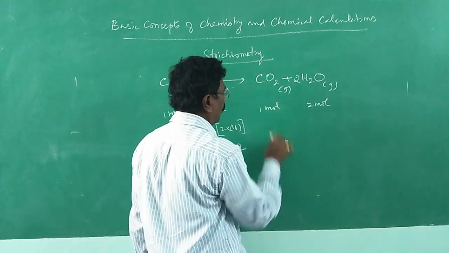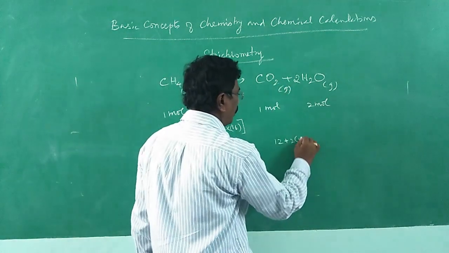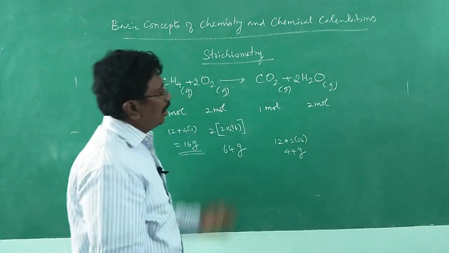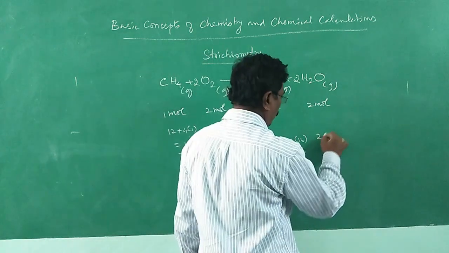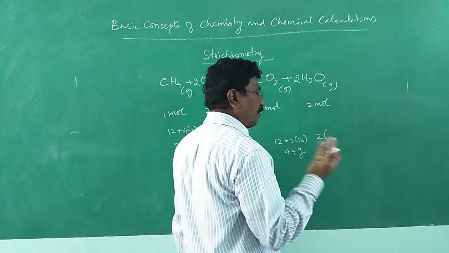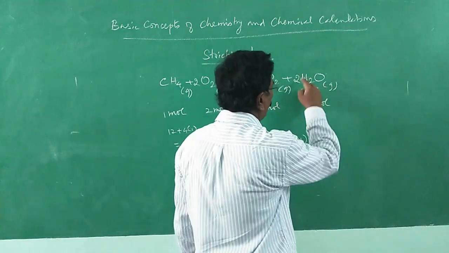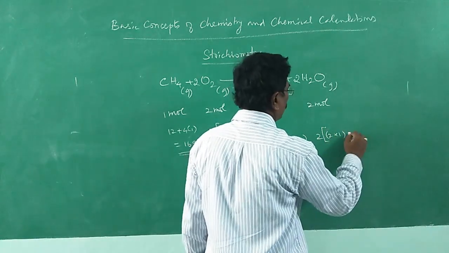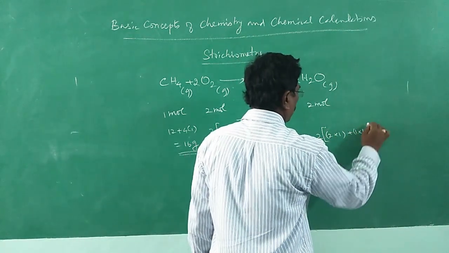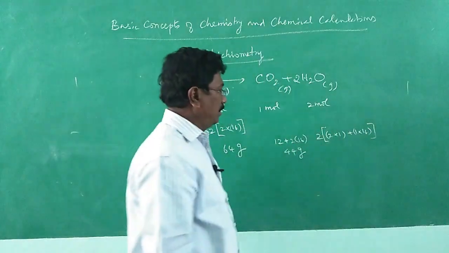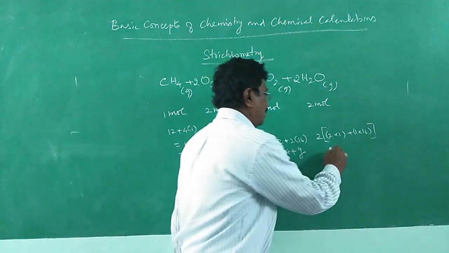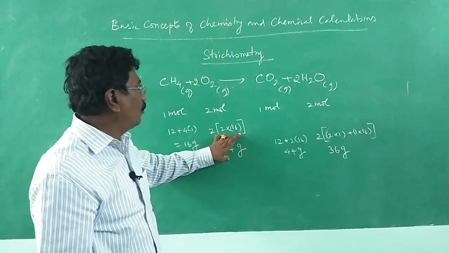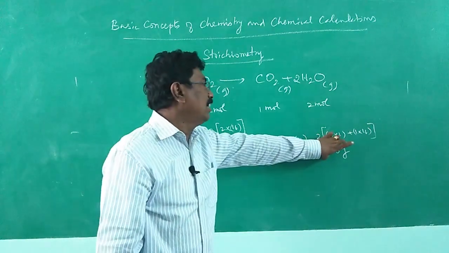For carbon, atomic mass 12, 2 oxygen we have 2 into 16, total found to be 44 gram of carbon dioxide. And how much of water? 2 into molar mass of water. Molar mass of water we know it is 18. Let us calculate: 2 into 1 plus 1 into 16. Always the number of atoms we can place first. 2 plus 16, 18, 18 into 2, 36. So 16 gram of methane combines with 64 gram of oxygen to give 44 gram of carbon dioxide and 36 gram of water.